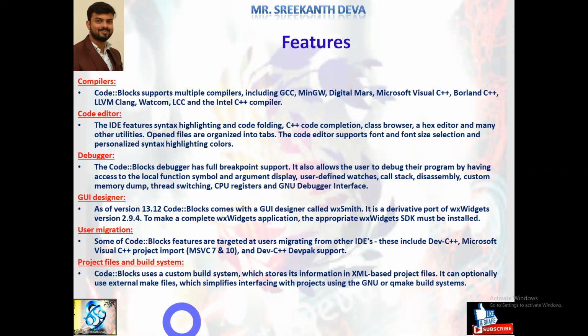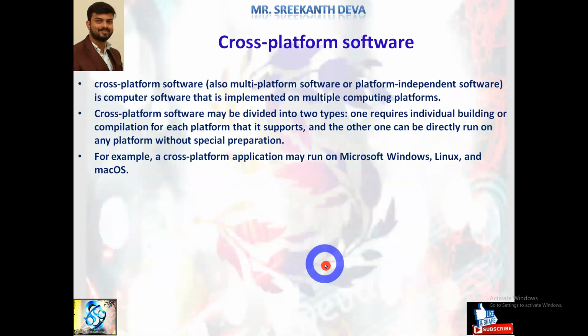Code Blocks uses a custom build system which stores its information in XML based project files. It can optionally use external makefiles which simplifies interfacing with projects using the GNU or QMake build systems. So these are all the various features of Code Blocks: various compilers, code editors, debuggers, GUI designers, user migrations, project files and build systems.